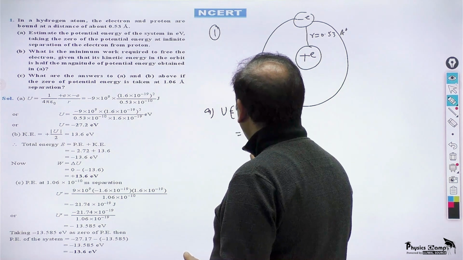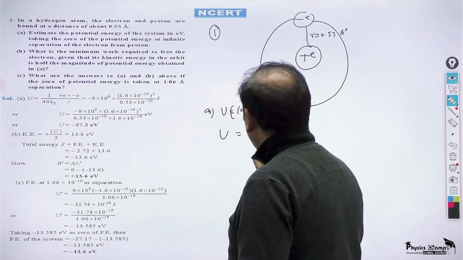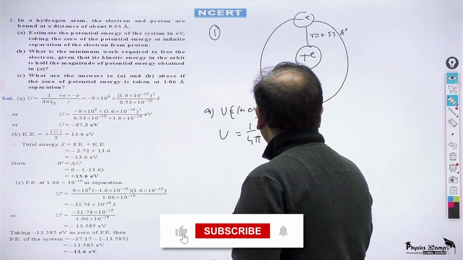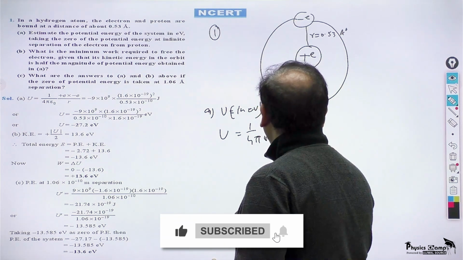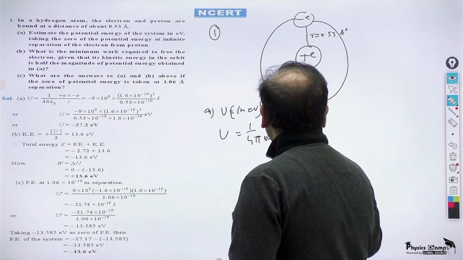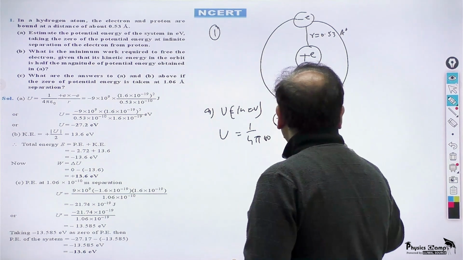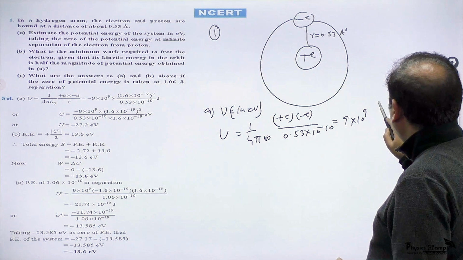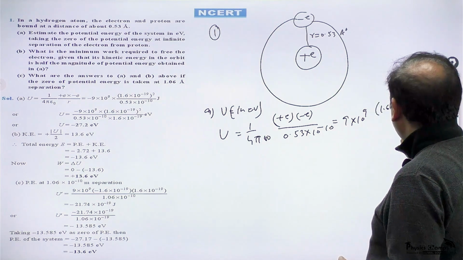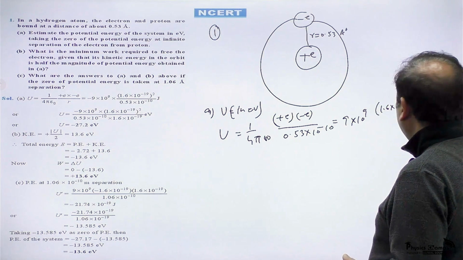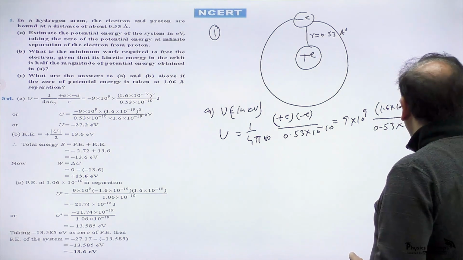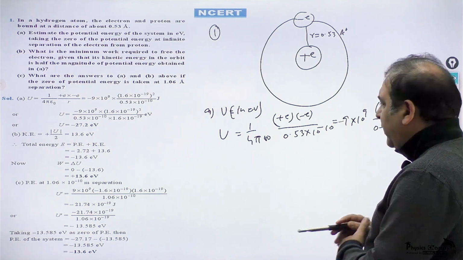So, it is very easy for you. Potential energy of the system will be 1 by 4 pi epsilon naught, e into minus e, divided by r, that is 0.53 into 10 to the power minus 10. So, you will have 9 into 10 to the power 9 into (1.6 into 10 to the power minus 19) square, divided by 0.53 into 10 to the power minus 10, and that too a negative value of it.